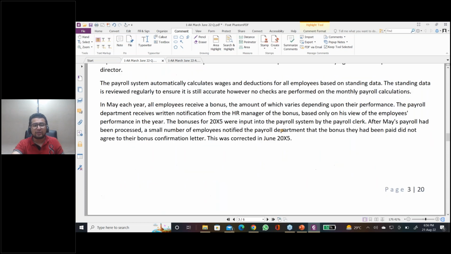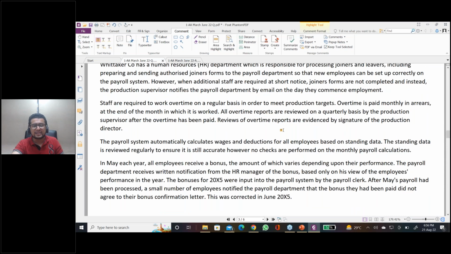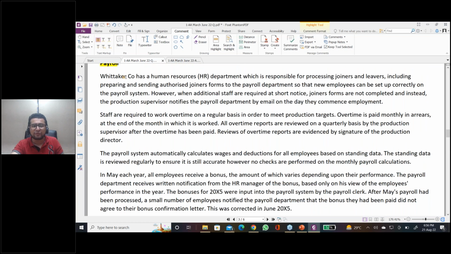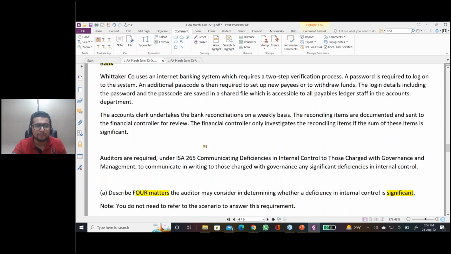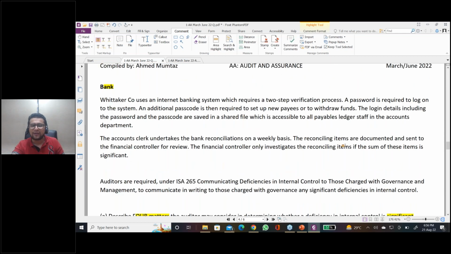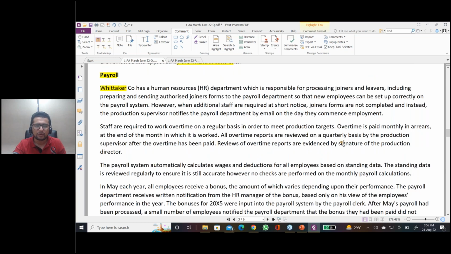So you have to understand this payroll system right now in front of your screen, starting from this, ending over here. And you have to identify at least 3 deficiencies, because we have got the bank system as well. So we might be able to identify deficiencies from the bank as well.